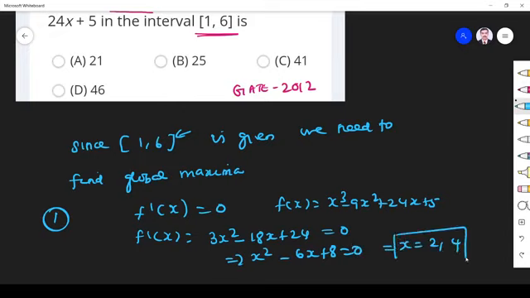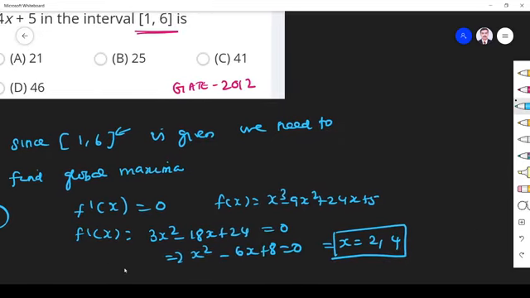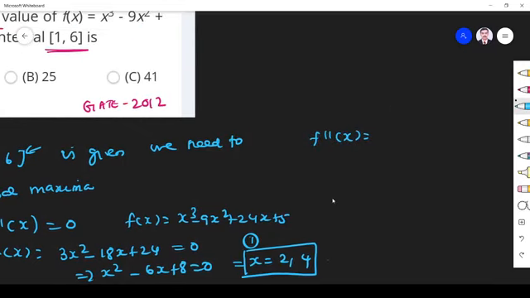These two points are known as turning points, right? At these points, the function may get maxima or minima. So these are some important points. This is the first thing we have to know. Next we have to find f double dash of x. f double dash of x will be equal to 6x minus 18.